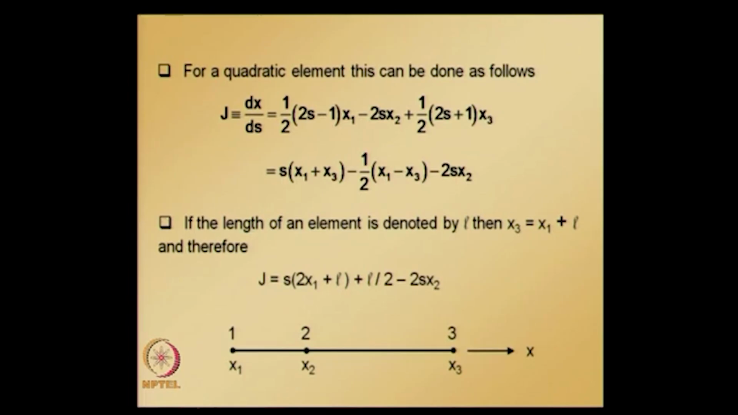For isoparametric mapping to be valid, J must be greater than 0 over the domain s going from minus 1 to 1, not 0 to 1. And you can see here J is a linear function of s. So since J is a linear function of s, if I make sure that J is positive at s equal to minus 1 and J is positive at s equal to 1, then J is going to be positive everywhere between minus 1 and 1. That kind of check is only possible because here J is a linear function of s.